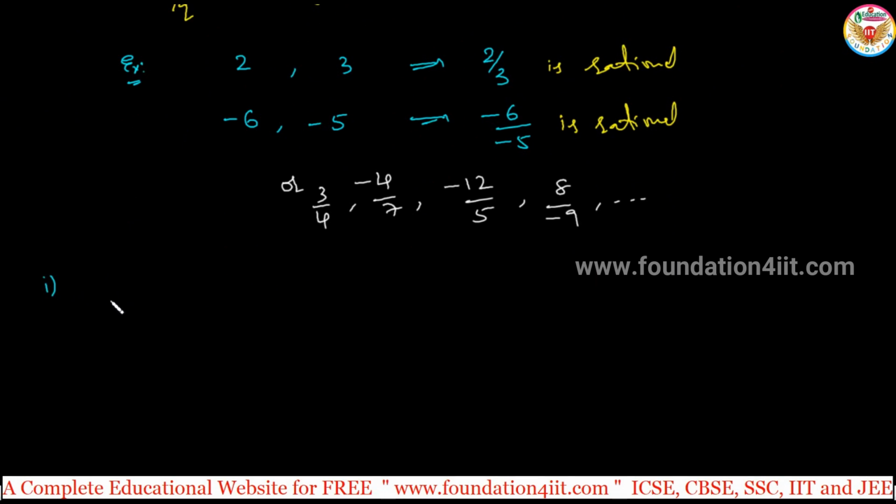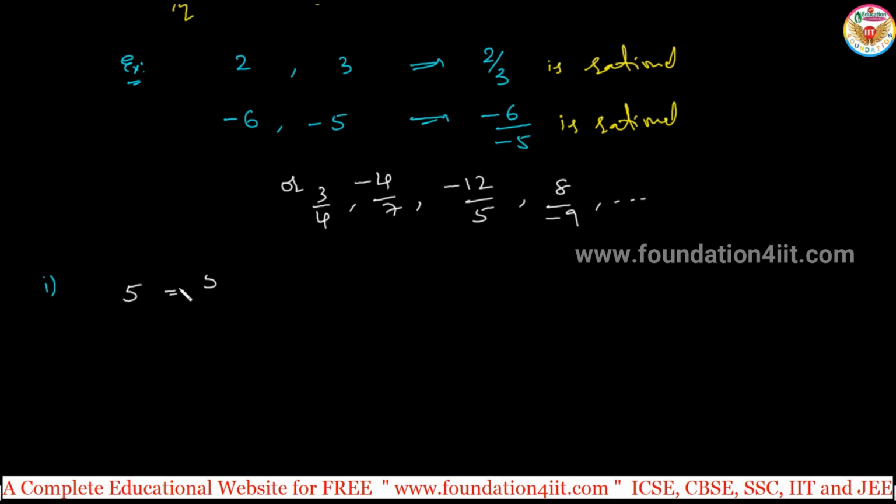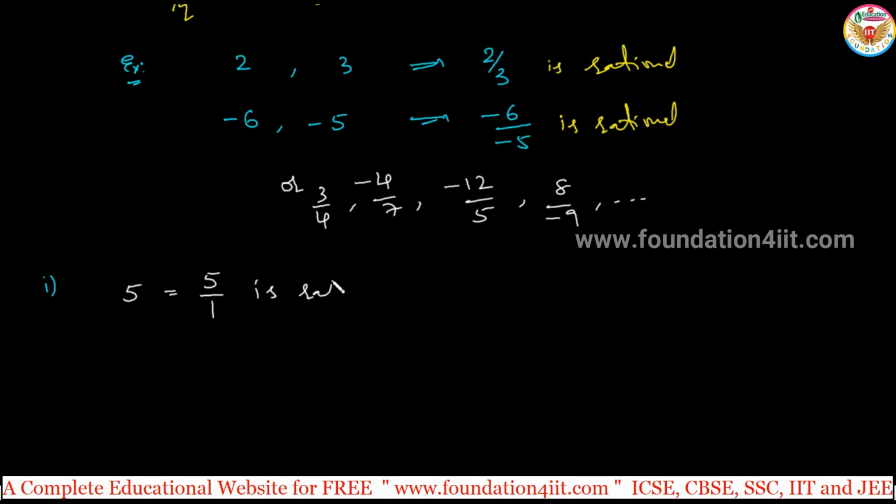Every integer is a rational number. That means let us take the number 5. 5 is a rational number because 5 is an integer, and I can write 5 as 5 by 1. So 5 is an integer, so 5 by 1 is a rational number.